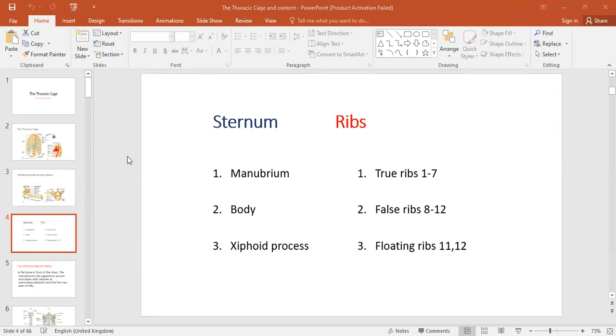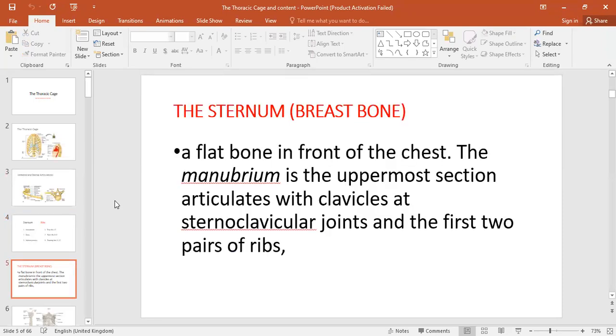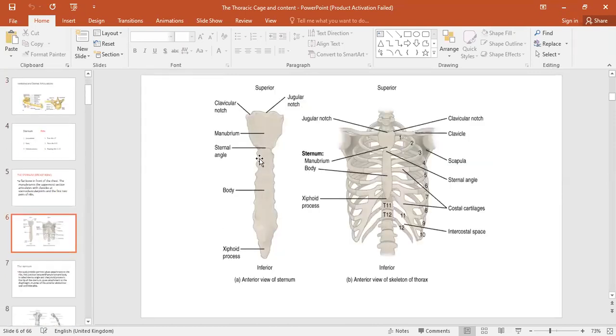Now let's look at the sternum and its parts. It can also be called the breastbone. This is a bone in front of the chest, in the midline, where we find the sternum. There are 3 parts of the sternum: the manubrium, the widest and thickest part, then the longest or middle part, which we call the body, then the inferior part, called the xiphoid process. Meaning we're going to have 2 joints.